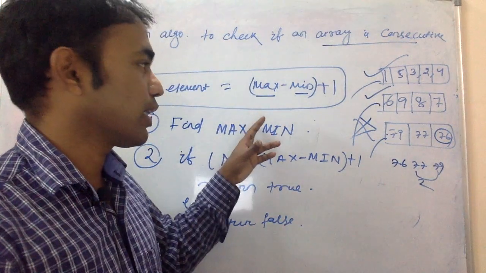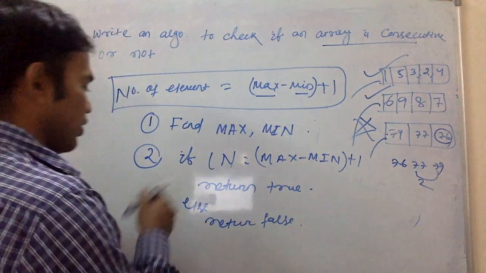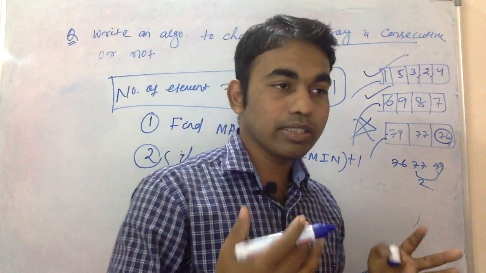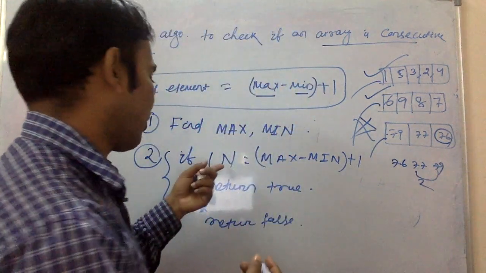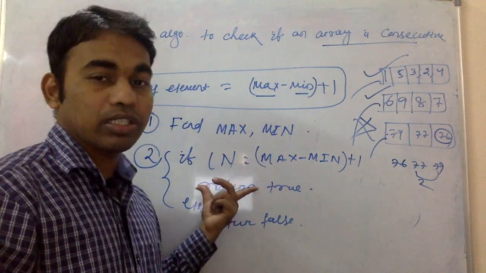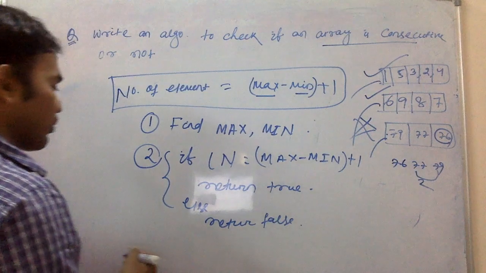So this is for distinct elements, meaning the array contains distinct elements. Or else you need to check a distinct condition here. You need to check whether each element is distinct or not. After checking this condition, if distinct, then return true, or else return false.